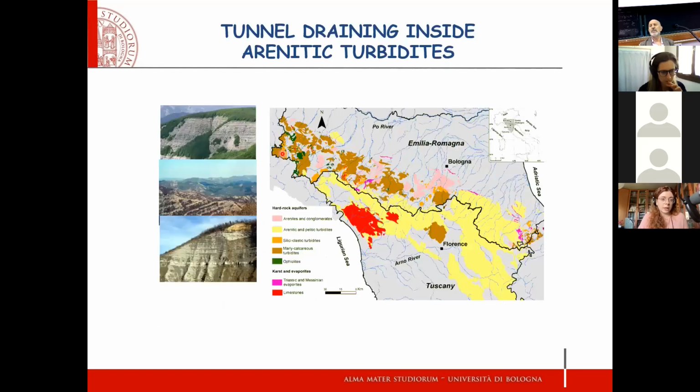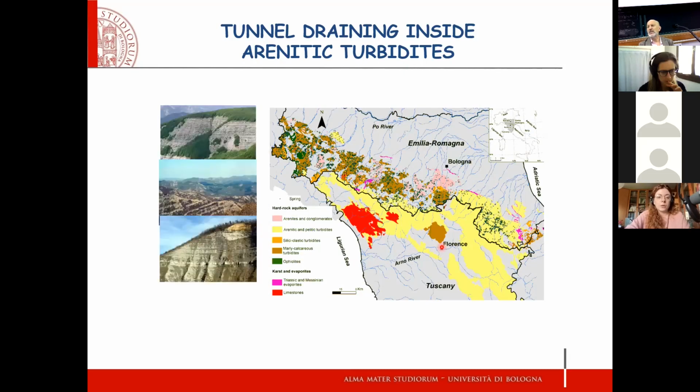Another example is much nearer to us. It is in the Northern Apennines between Florence and Bologna. You know that in this part of the Northern Apennines a tunnel has been drilled for the high-speed train connection between Florence and Bologna. And this connection is based upon a series of tunnels excavated below the ground.